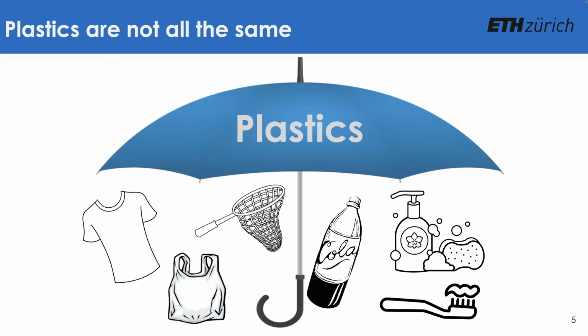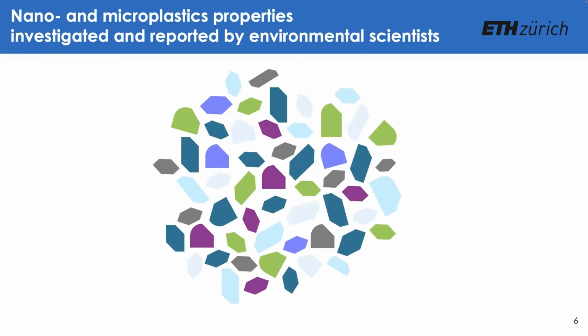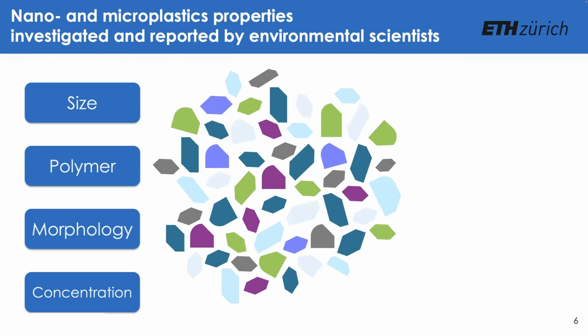So now we have all these different types of polymers. What are the different types of properties that are often investigated and reported by environmental scientists? What are the things that we actually want to know about this really heterogeneous group of contaminants? First, we would like to know the particle size, and then the particle composition, so which polymer is inside, and the morphology, so is it a fragment, sphere, film, or fiber? These can all have implications on how the particle is moving in the environment or interacting with biological systems. And then, of course, we also would like to know the concentration in our sample.